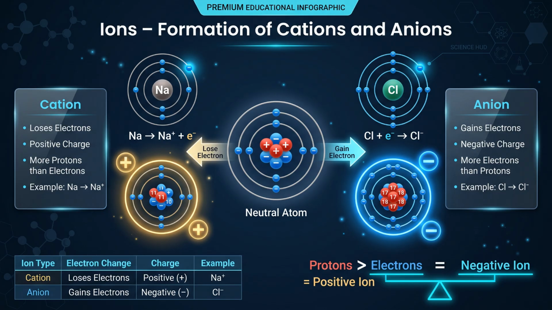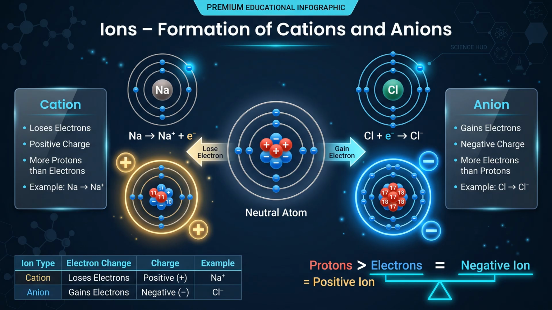For example, if an atom has 15 protons and 15 electrons, it is neutral because the charges are balanced. If it loses 2 electrons, it will have 15 protons and 13 electrons. The atom now has 2 more positive charges than negative charges, so its charge becomes +2. On the other hand, if the same atom gains 3 electrons, it will have 15 protons and 18 electrons. It now has 3 more negative charges than positive charges, so its charge becomes -3.